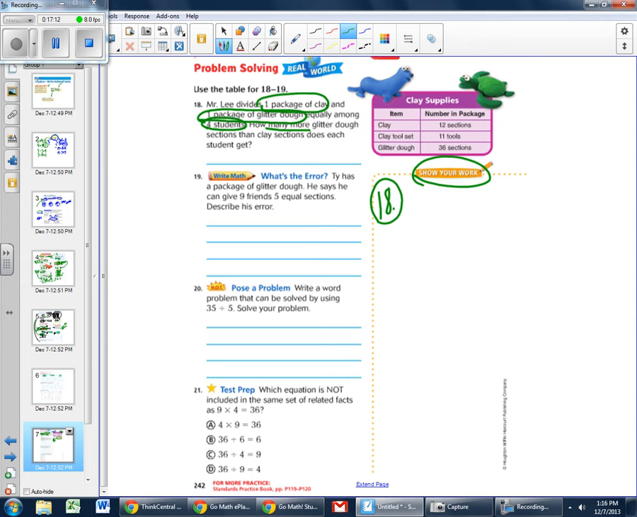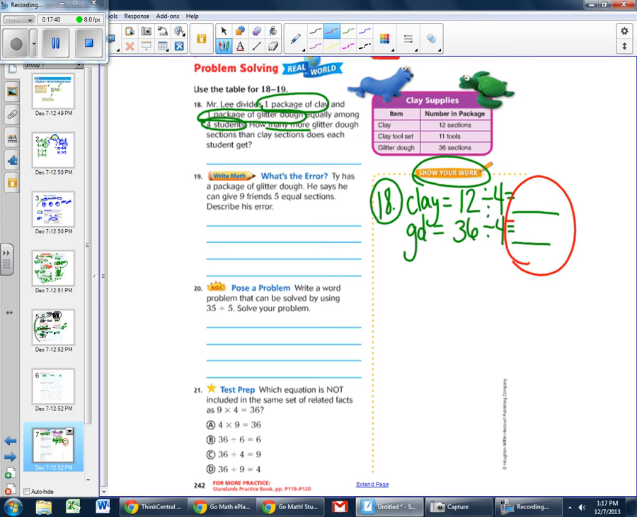Okay, he divides one package of clay, so clay equals 12 sections, and he's going to divide it among 4 students. Okay, and then glitter dough, I'm just going to use an abbreviation here, is 36 sections divided by those 4 students. And then it wants to know how many more. So I'm going to take both of these answers and I'm going to subtract them to get my answer. And then when I come back over here, your answer is going to go here, and you're going to label it clay sections.